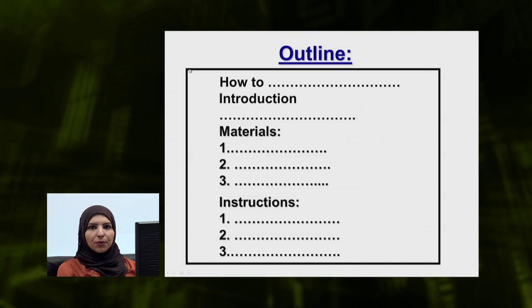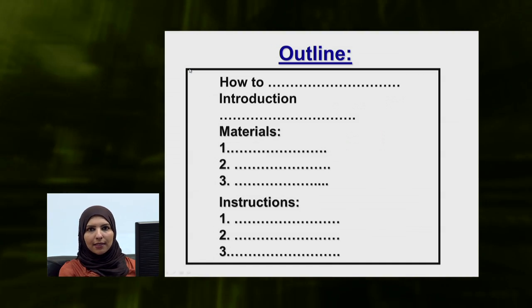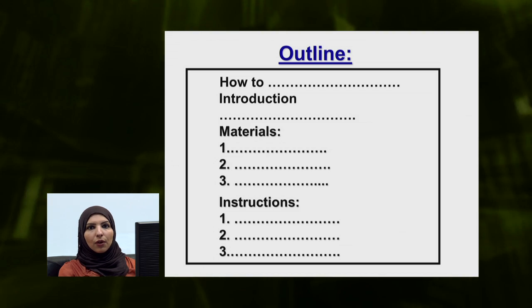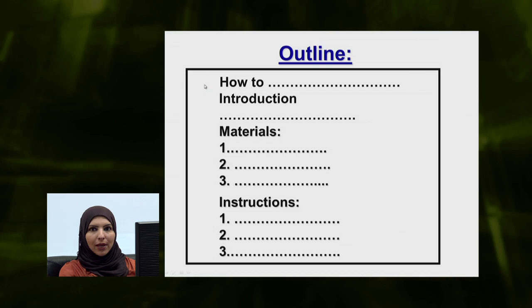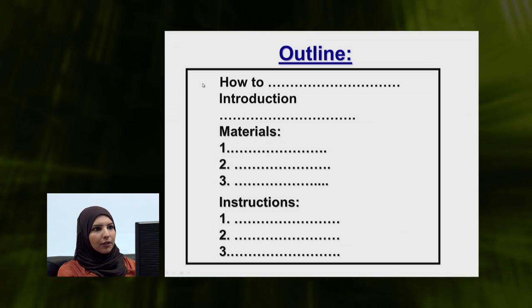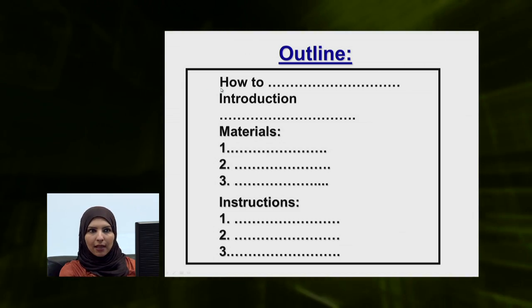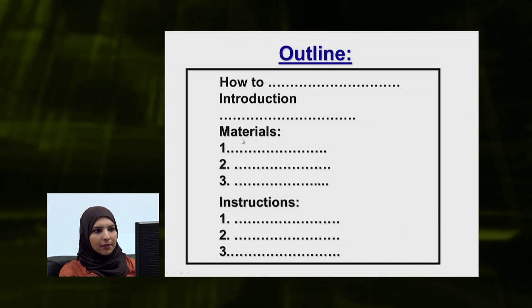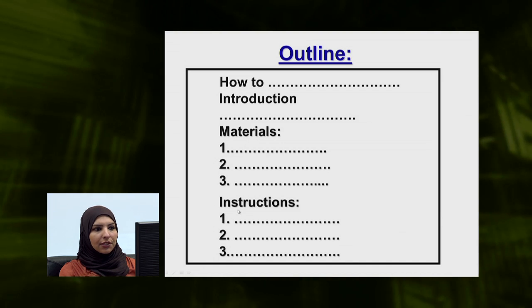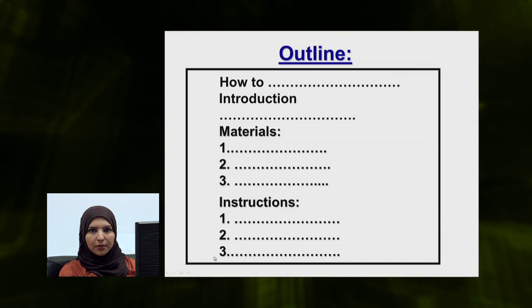Now let's talk about the essay outline. Once you are going to write a how-to essay, you should start with writing or using an outline like the following one. In the outline, you will find some titles like How to, Introduction, Materials with numbers, Instructions, and Numbers.